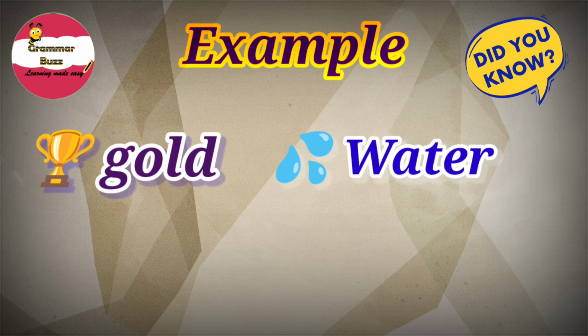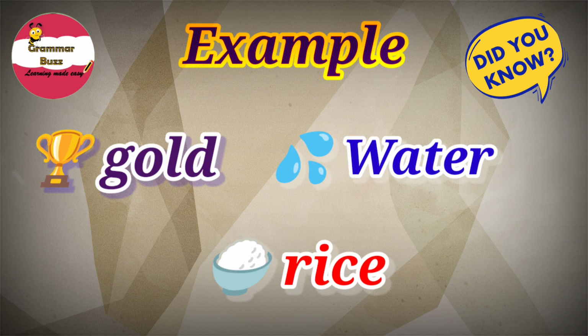Water is a liquid that we drink every day to stay healthy. We also use water for cooking, cleaning and bathing, so water is a material noun too. Rice is a grain that we eat, especially with curry or dal. It is a food item that is grown in fields. Rice is a material noun because it is a thing we need to eat, and we measure it like 1 kg of rice, not count it like 1 rice or 2 rice.